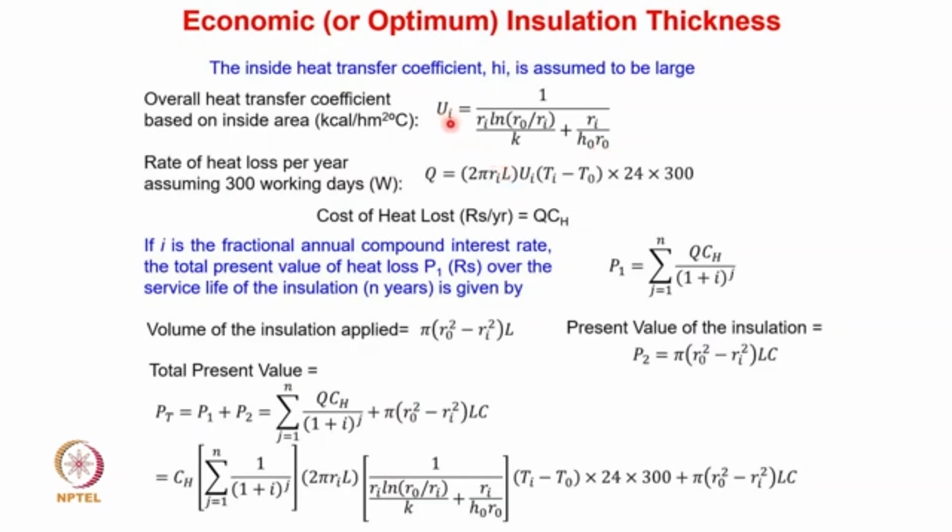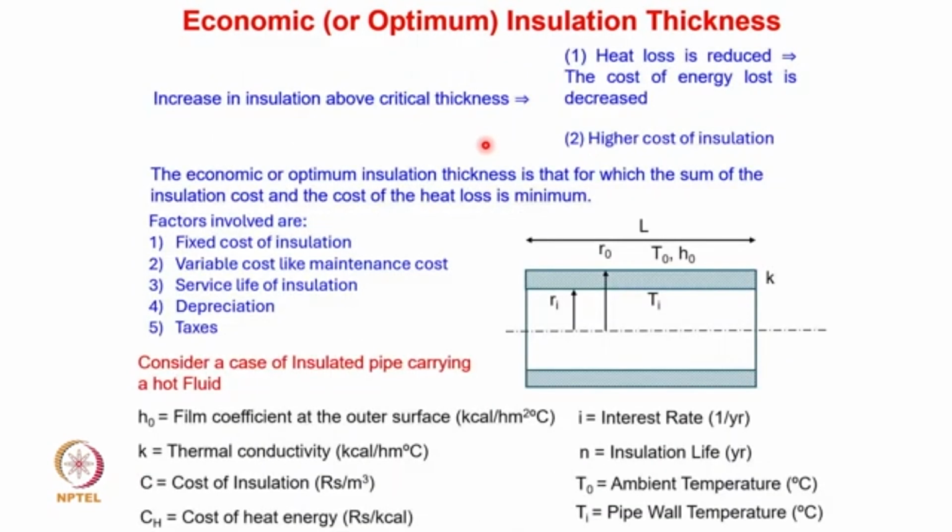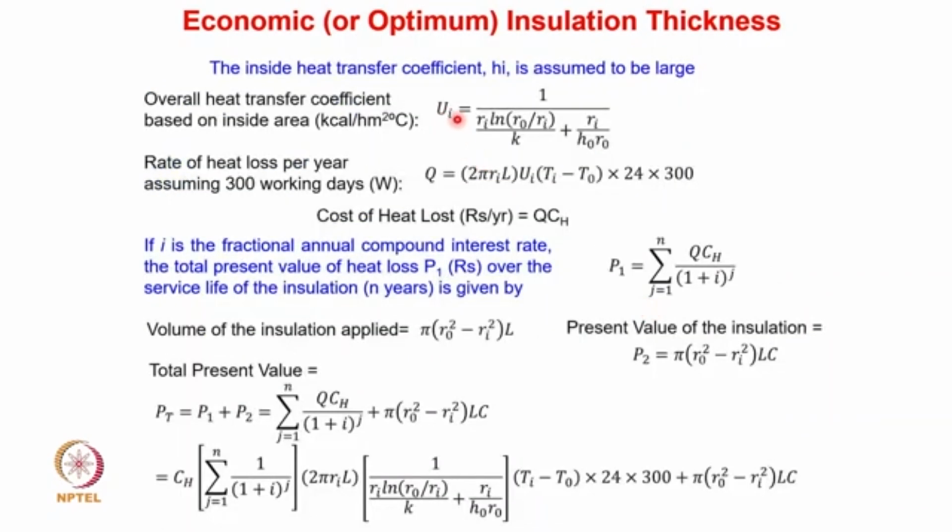So you can see that Ui, which is the overall heat transfer coefficient calculated based on the inside surface area, is given as 1 upon [Ri ln(R naught/Ri)/K + Ri/(H naught R naught)]. Here Ri is the inside radius of this particular pipe, R naught is the outside radius of the pipe after applying the insulation, T naught is the outside ambient temperature, H naught is the outside heat transfer coefficient, K is the thermal conductivity, and Ti is the inside temperature.